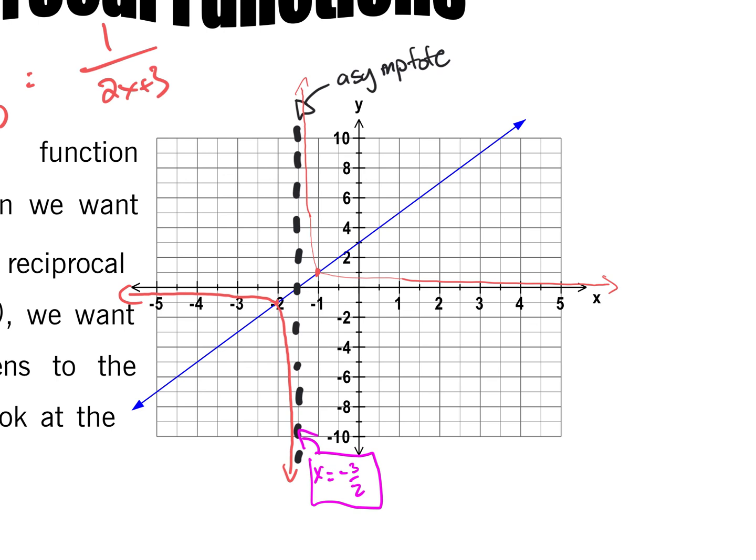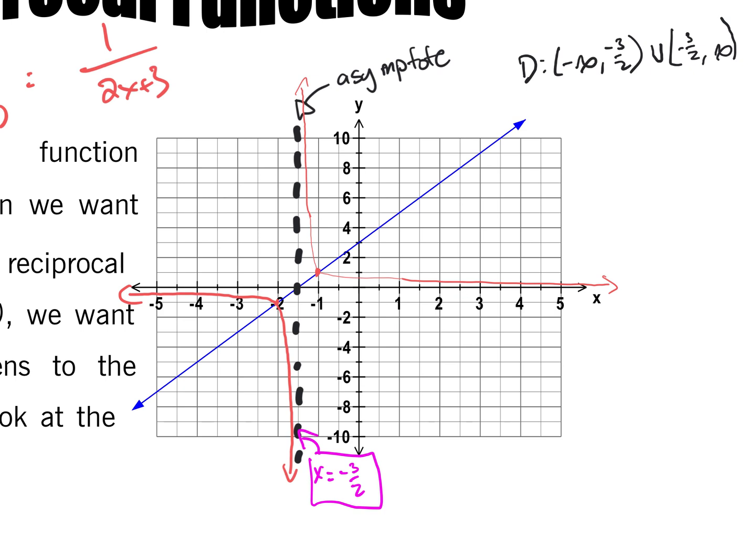If we were to figure out the domain of this reciprocal function, it would never equal -3 halves. I'm sure we'll do this later, but the domain of this function would be negative infinity up to -3 over 2, round bracket, because it can't equal -3 over 2. And then we put a little u, which means and, -3 over 2 all the way to positive infinity. Round brackets all the way around. That would be the domain for this reciprocal function.